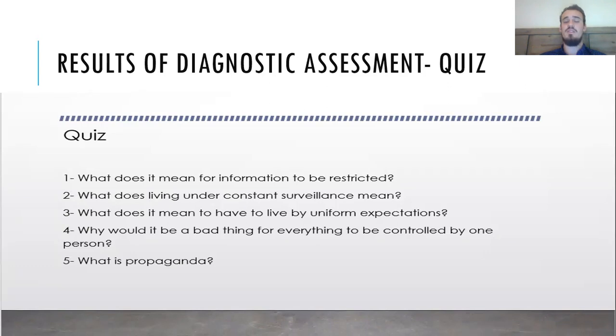Question 1 was what does it mean for information to be restricted? Question 2, what does living under constant surveillance mean? Question 3, what does it mean to have to live by uniform expectations? Question 4, why would it be a bad thing for everything to be controlled by one person? And question 5 was what is propaganda? So these questions were designed to test if students had any knowledge of the 9 characteristics of a dystopian world and what they mean, or to just check if they had any knowledge of the actual term.